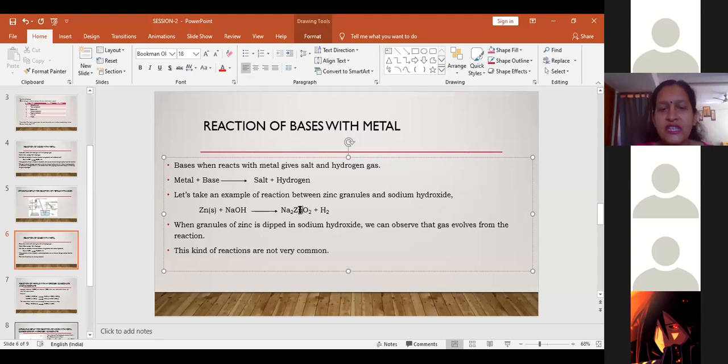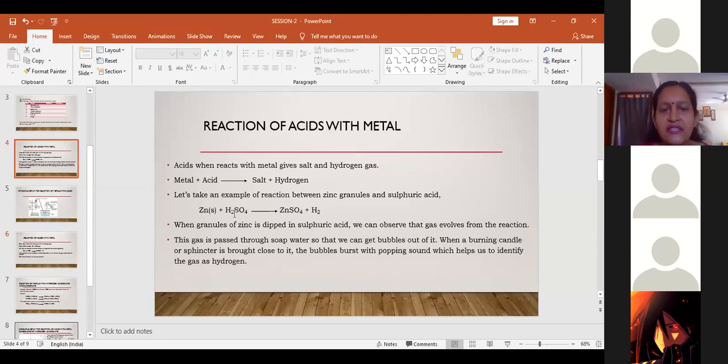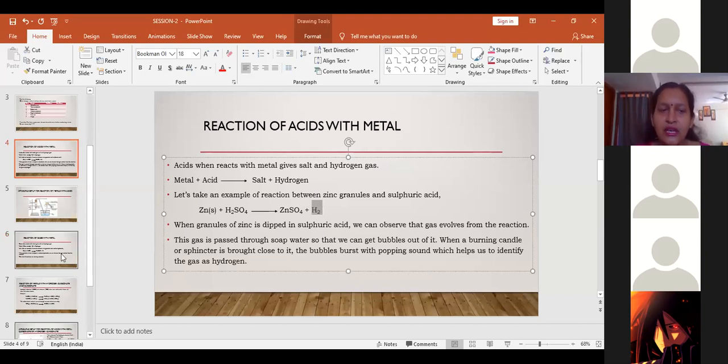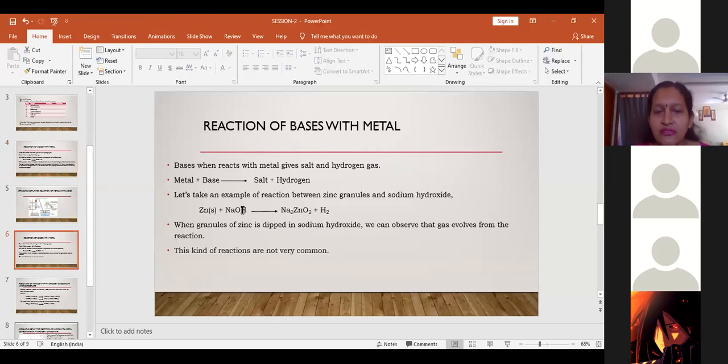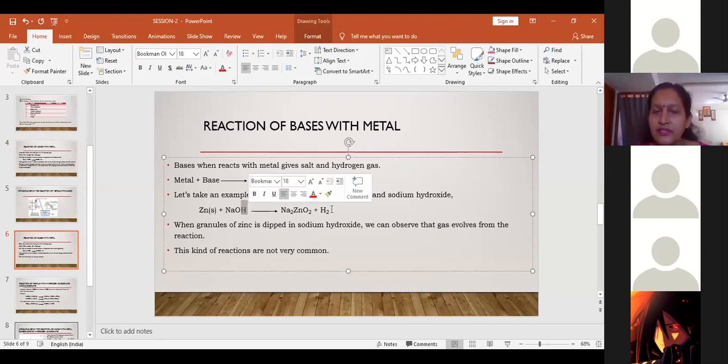Here also, if you see, zinc is not able to displace sodium. Zinc is getting associated with sodium. In the previous one, when we discussed metals reacting with acids, zinc is completely displacing hydrogen, because of which hydrogen is getting liberated individually. But when it comes to bases, zinc is only taking the place of hydrogen.